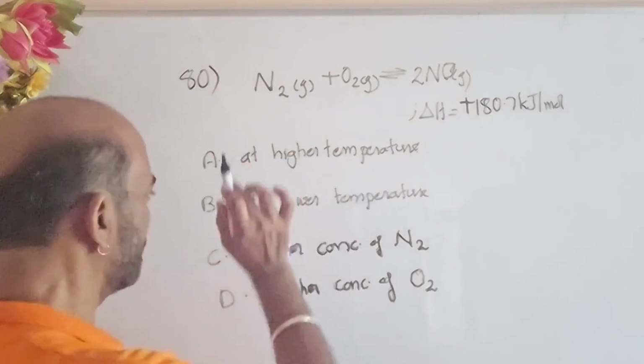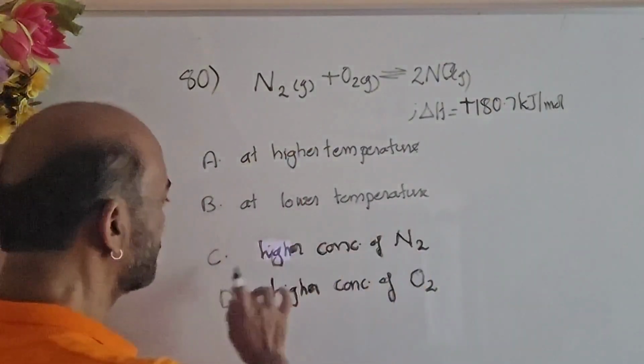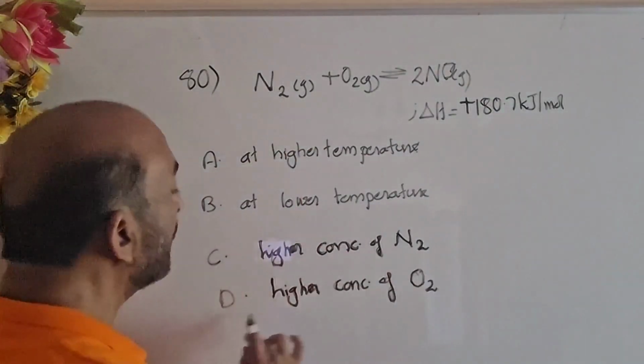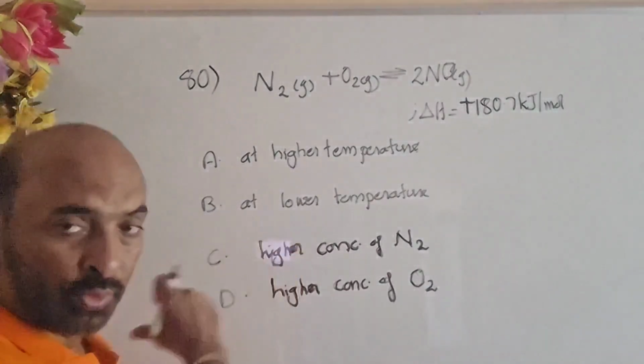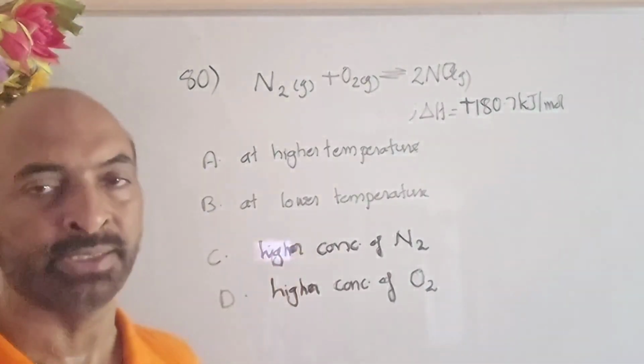A, at a higher temperature. B, at a lower temperature. C, higher concentration of N2. D, higher concentration of O2. These are the 4 statements given. You have to choose which are correct from these 4 options.